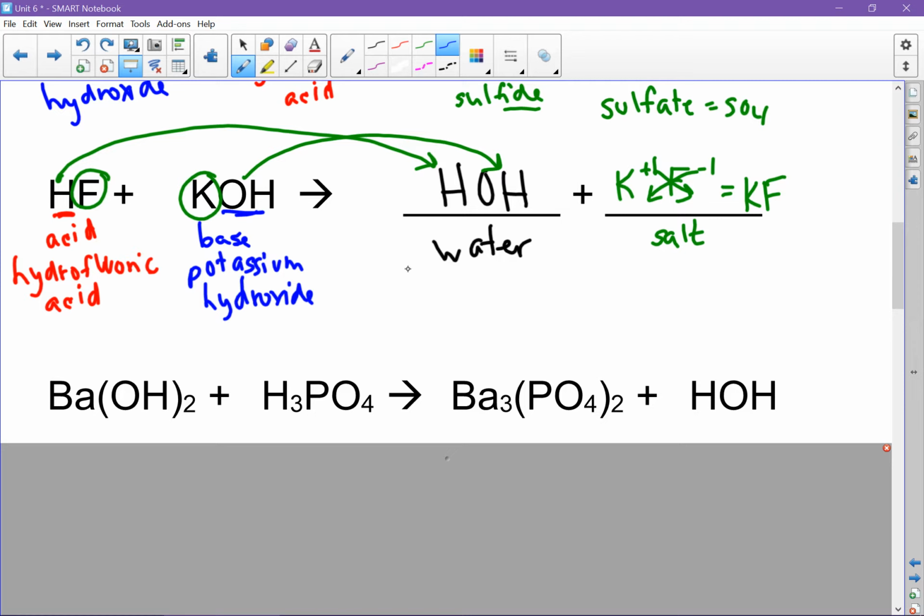If you want to name water fancy, you could say dihydrogen monoxide, but it's fine to just leave it water. And now let's name this new salt that we made. Again, it's ionic, so we're not going to use prefixes. So this is called potassium. And the F is fluorine, so we rename it as fluoride.